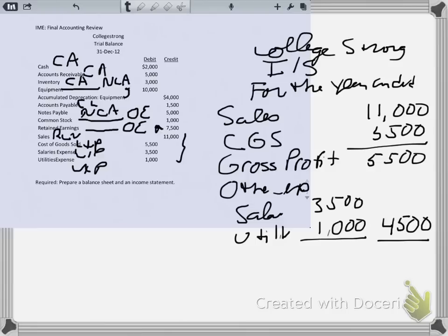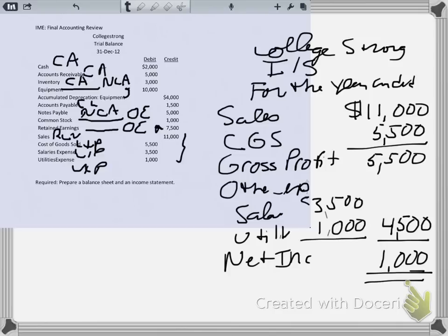Once I have that there, I'm going to take my $5,500 gross profit minus my $4,500 total other expenses, and I have $1,000. That is my net income. Now we do have to worry about formatting. The purpose of the income statement is to show the net income or loss, so I'm going to double underline it. I'm going to make sure I have commas everywhere I need a comma. And I'm going to put a dollar sign at the top of each column and at the bottom of my financial statement. And that's how we build an income statement.